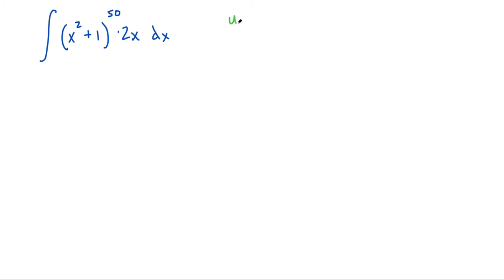I'm going to say that I have a variable u, and I'm going to make that variable equal to an inside function that I observe within the argument of the integral. So I'm going to set u to be x squared plus 1. If I differentiate both sides of that, I get du dx is equal to 2x. Now, instead of treating this as a derivative, I can use the differential form and say that du is equal to 2x dx.